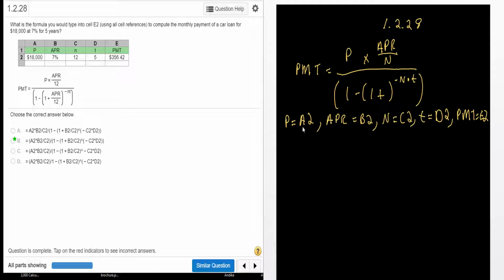Then I mapped out the cell locations that would correspond to P, which is A2, for APR it's B2, for N it's C2, and T is D2, and payment is E2. Okay, and they want to know what expression for E2. So what I do next is I go ahead and rewrite it using the cell locations.